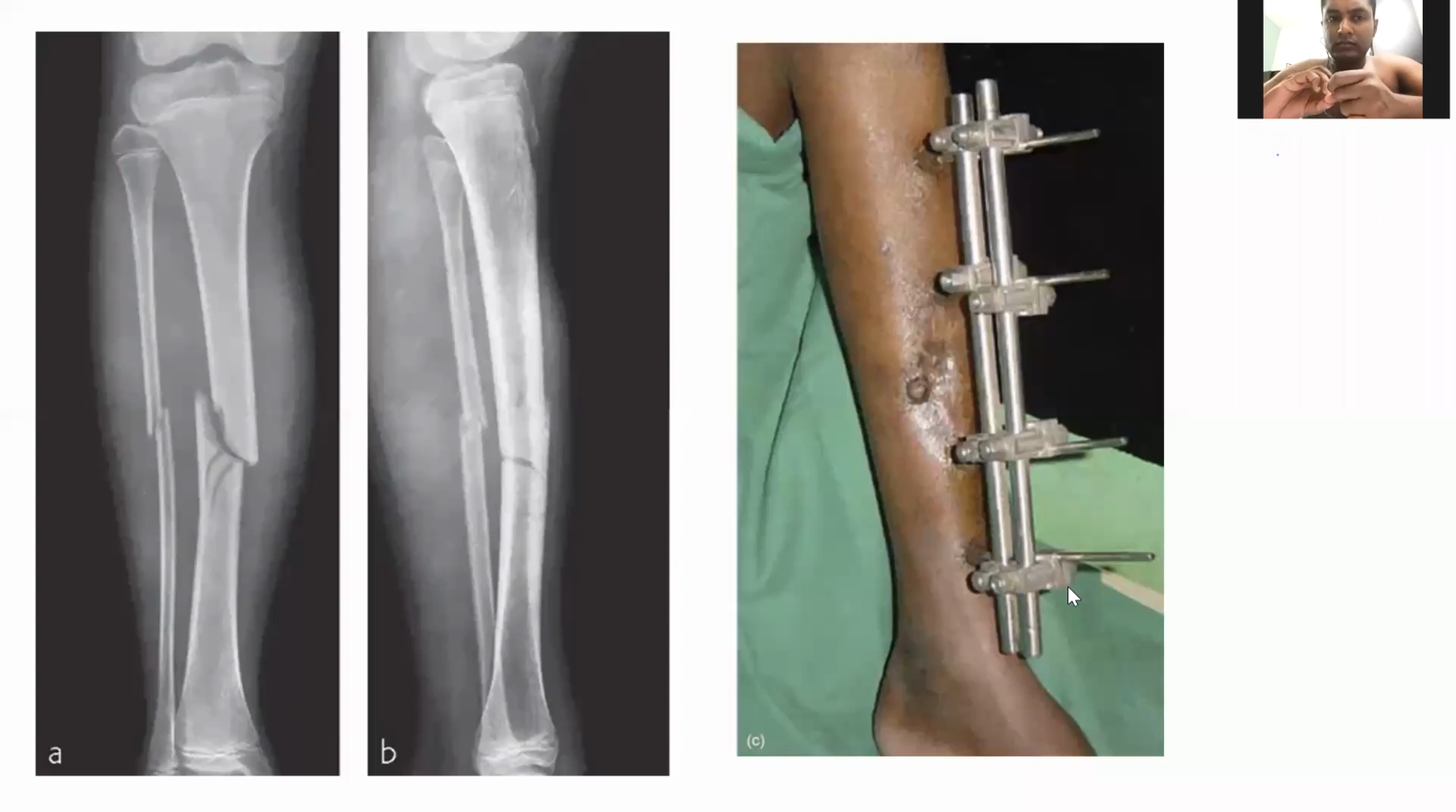Okay, and anyway, enough for that part. So what are the problems you can get from these external fixators? The external fixator can give rise to pin site infections.